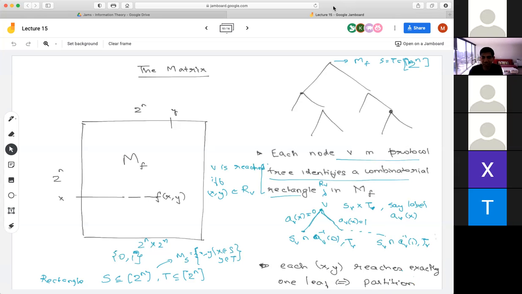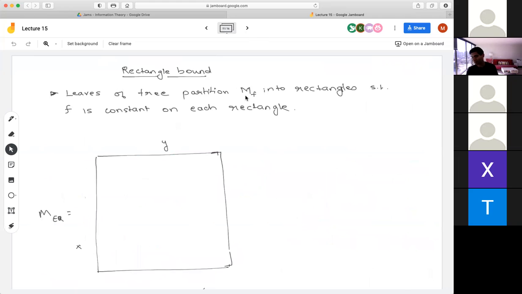Okay, any questions about this characterization of the protocol trees? So we've come up with a couple of different ways of thinking about a protocol: as a sequence of instructions, as these labeled binary trees, as partitions of a matrix, and each of them is useful in trying to understand upper or lower bounds on communication complexity.